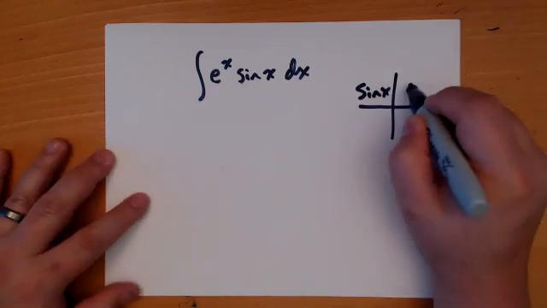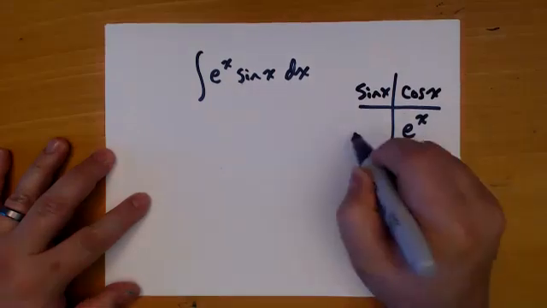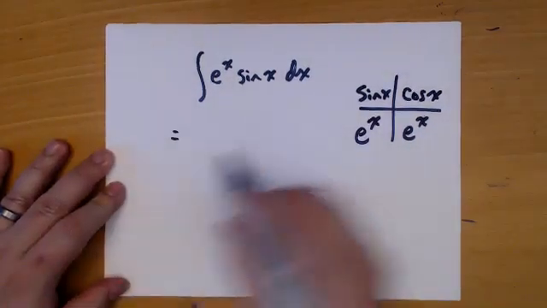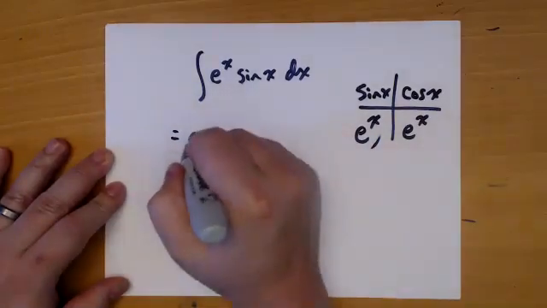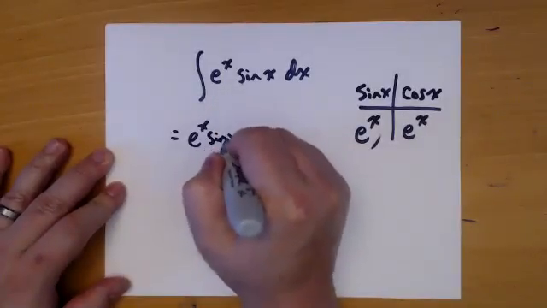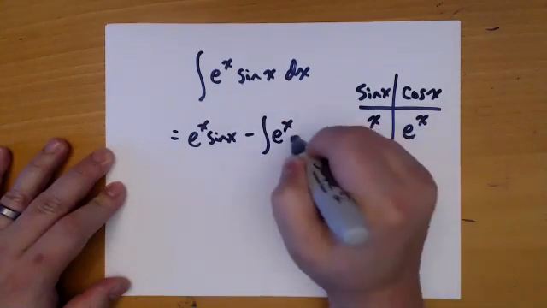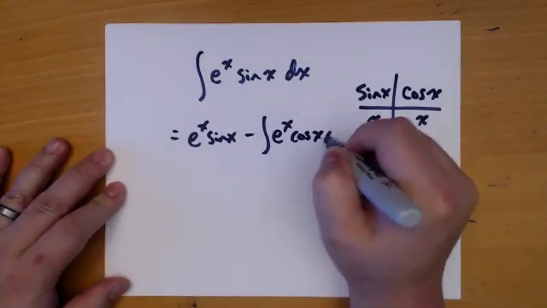So the derivative of sine is cosine. The integral of e to the x is e to the x. And now it's e to the x sine of x minus the integral of e to the x cosine of x dx.